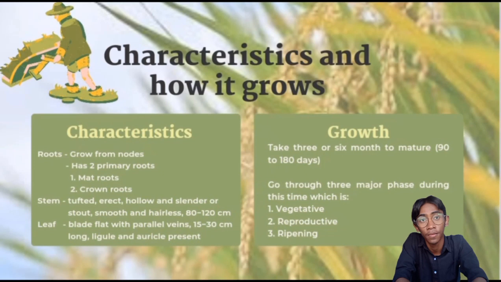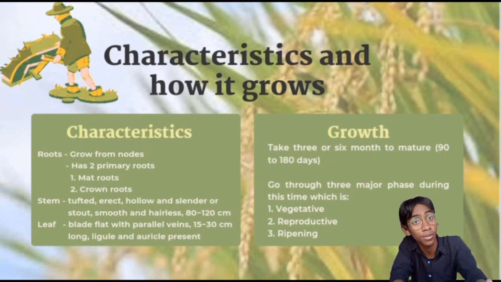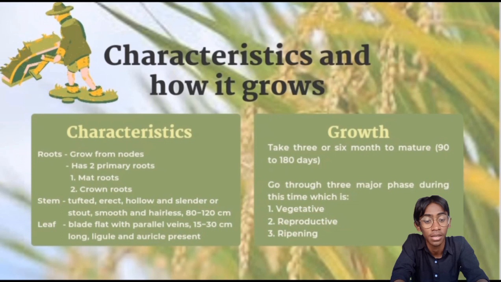Now we're gonna look at the characteristics and how Oryza sativa grows. One of the characteristics of this plant is the roots. The roots grow from the nodes and have 2 primary roots, which are mat roots and crown roots. Other than that, we can also look at the stem. The stem is tough, erect, hollow, slender, strawlike, and smooth. It is also hairless and can grow up to 80 to 120 cm long.